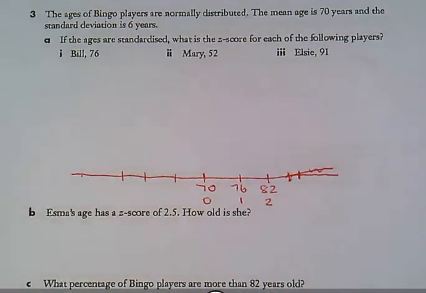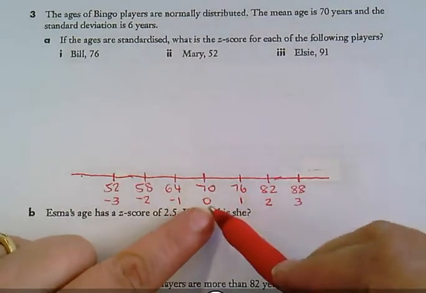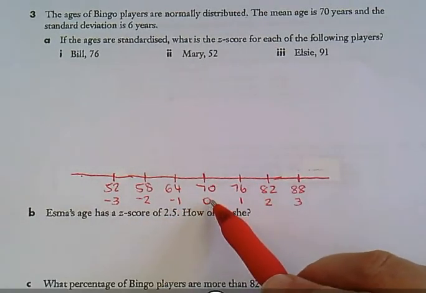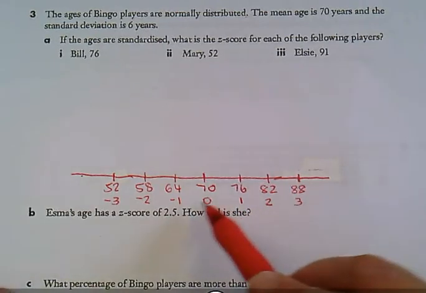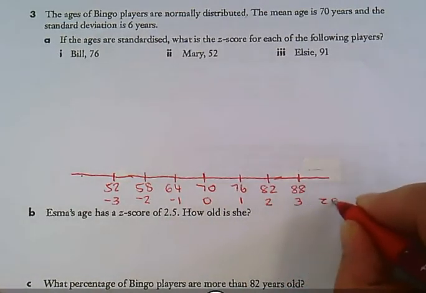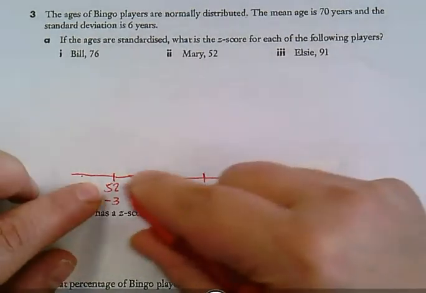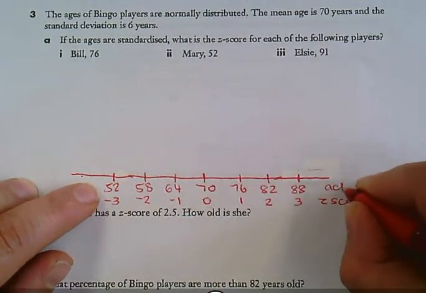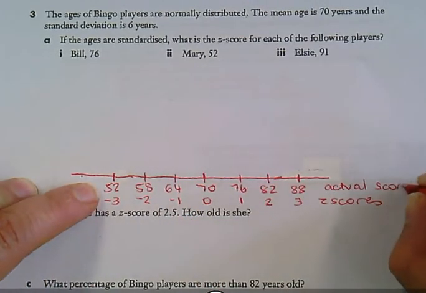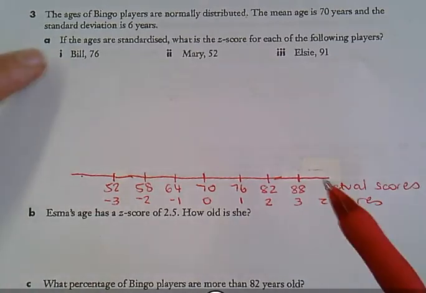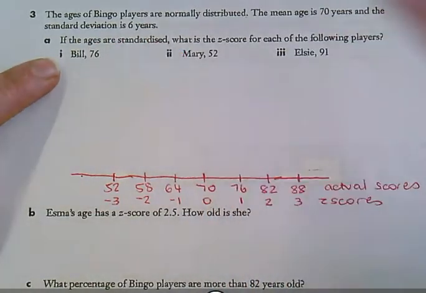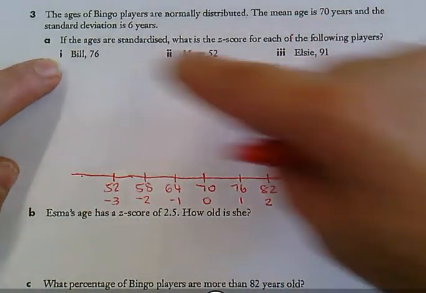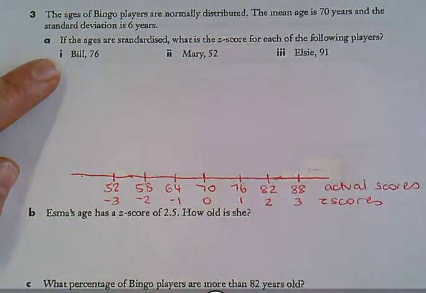Anyone got the tape, please? Mean is 70, the standard deviation is 6, so instead of going mean plus 1 standard deviation, I go 0, 1, 2, 3, they're my Z-scores. And these numbers, 52, 58, 64, are my actual scores. Do you get it? So, you tell me, it says, if the ages are standardized, what is the Z-score for someone getting 76? You can see it on my graph.